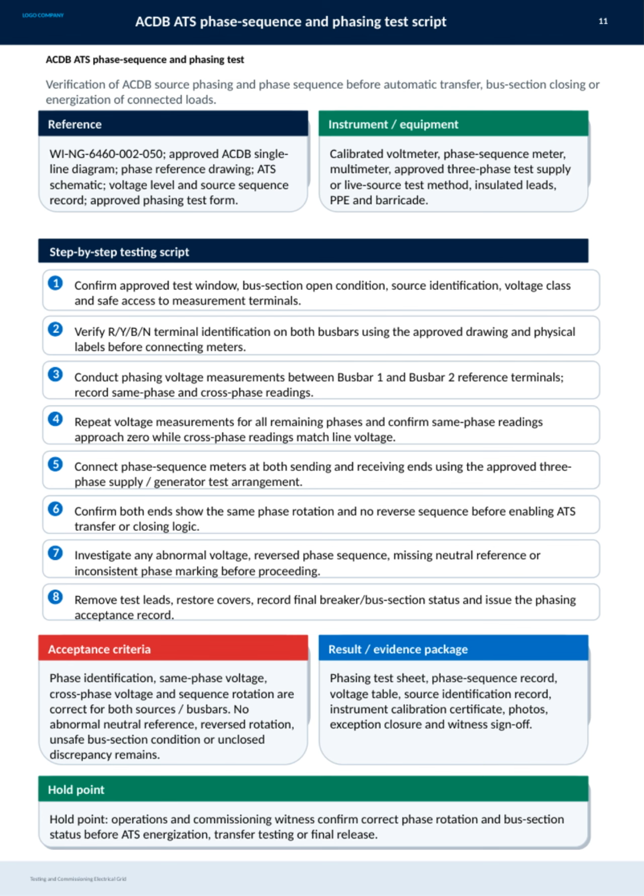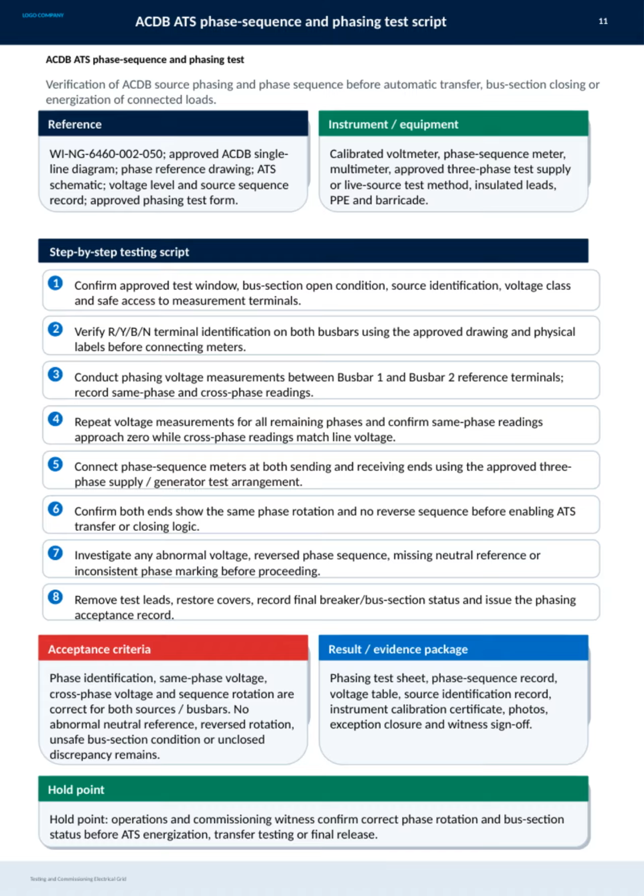To accomplish this, we rely on several references including the approved single-line diagram, phase reference drawings, ATS schematic, and voltage level records. The necessary equipment involves calibrated voltmeters, phase sequence meters, multimeters, a 3-phase test supply, insulated leads, along with proper PPE and barricades for safety. The procedure is broken down into clear, step-by-step instructions.